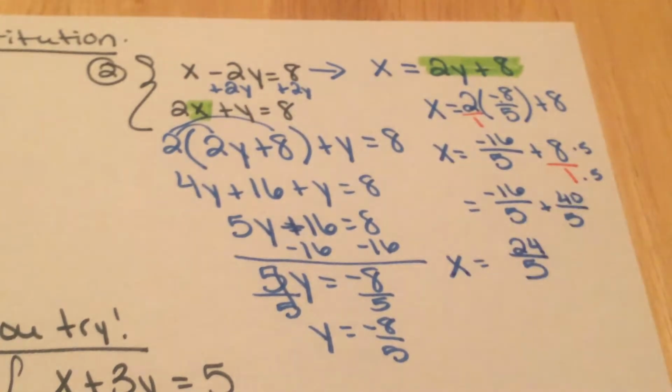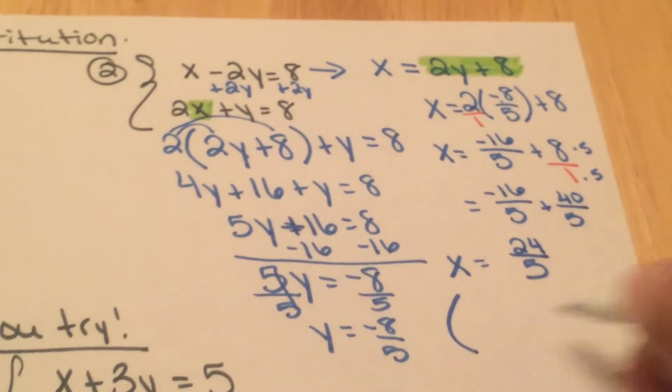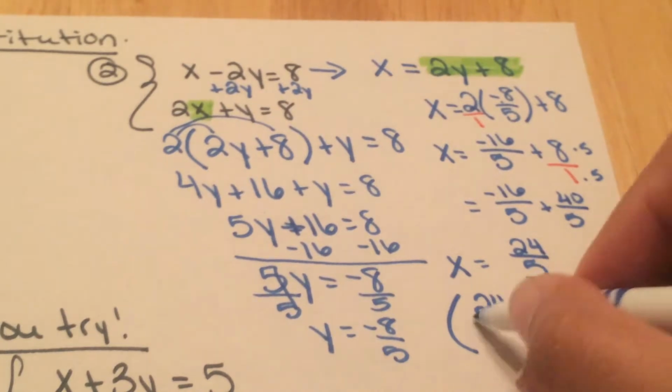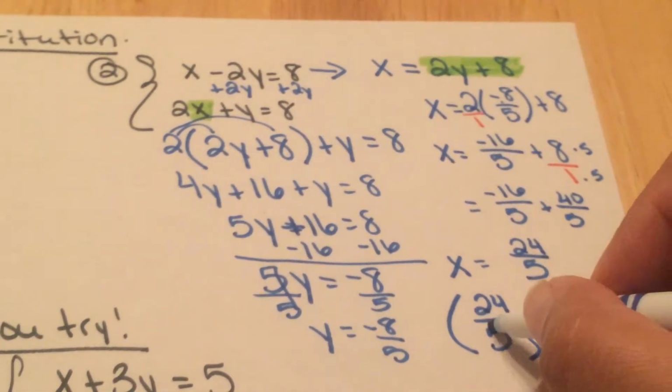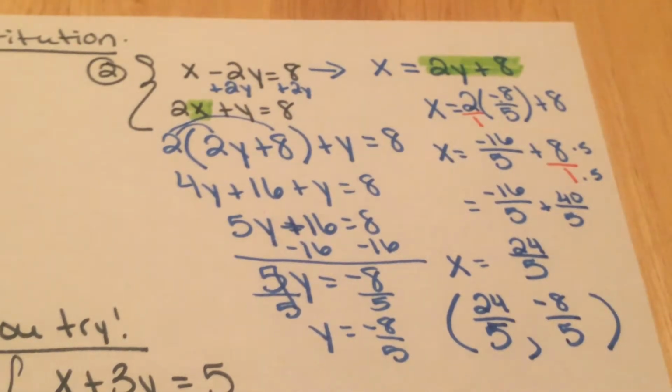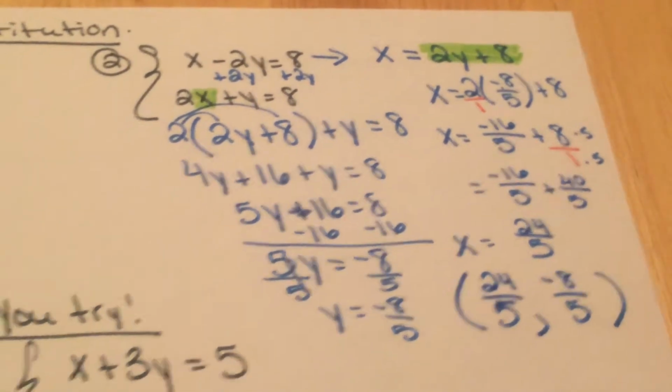So now that I have my x and my y, I can write my ordered pair. And remember, all ordered pairs need to be written with x first and then our y. And so there we go. Let's look at our next example. I know this one was bleh because of the fractions.